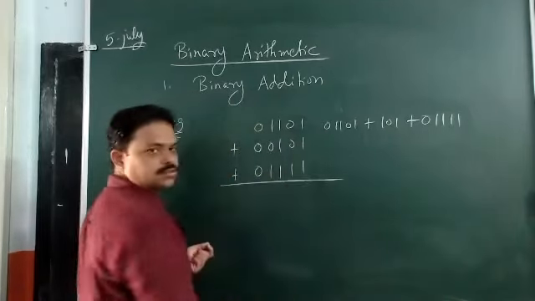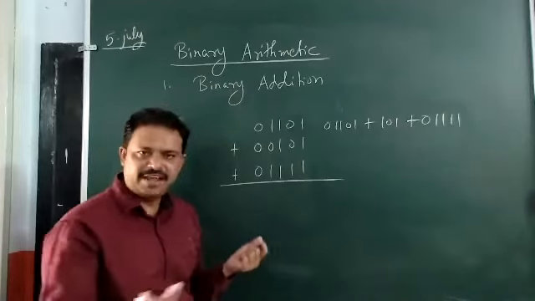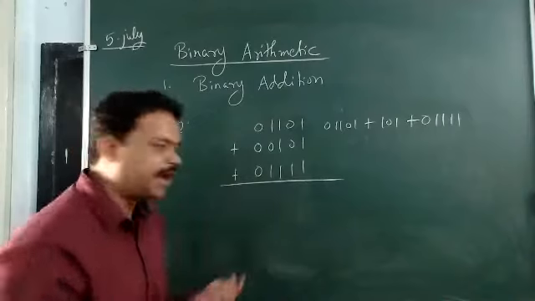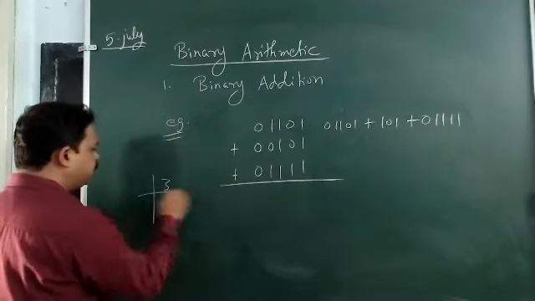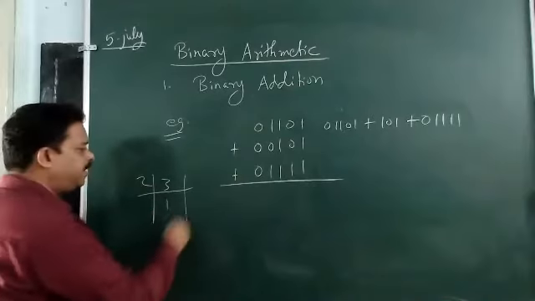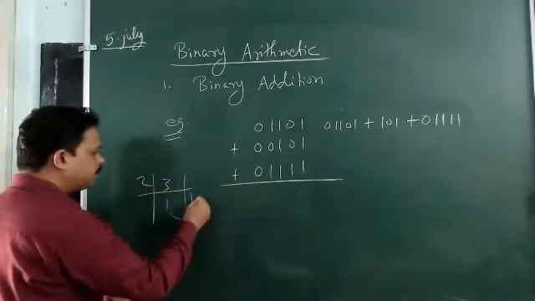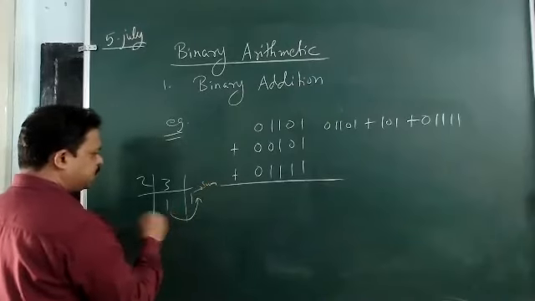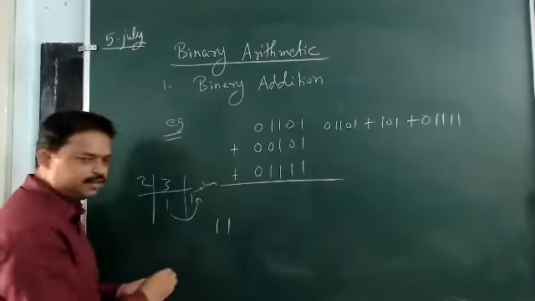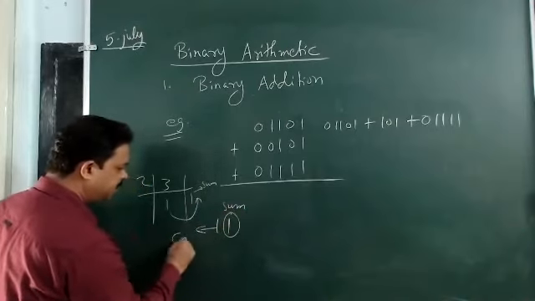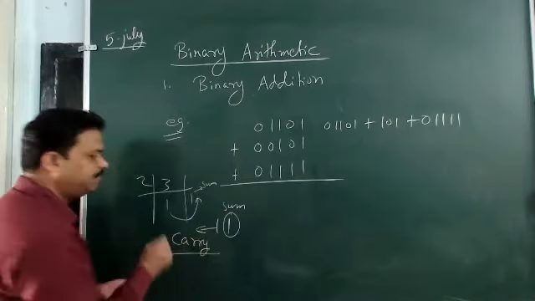1 plus 1 plus 1 is 3. In binary, we cannot write 3, so convert 3 into binary. We know how to convert: 2 ones are 2, remainder 1. From bottom to top, this is your sum, and this is your carry. That means 1 1. The first one is your sum, and the second one will be your carry.